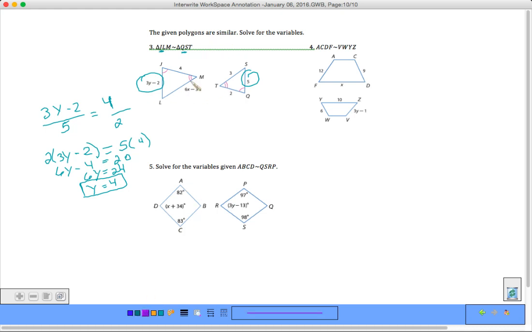Okay, then going back to find x, we'll set it up very similarly. So I could have 6x minus 3 over its corresponding side, which would be LM and ST. And that should also be equal to 4 over 2. Cross multiplying, I get 2 times 6x minus 3 equals 3 times 4, which is 12. And over here, we get 12x minus 6. Add the 6 over, and we get 12x equals 18. Divide by 12, you get x equals 18 over 12, which reduces down to 3 over 2.